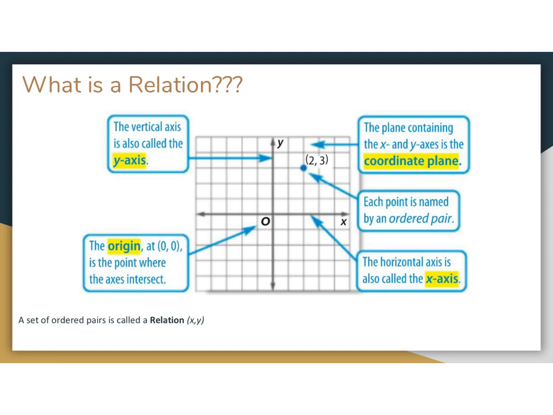But this point here is 2, 3, meaning on the horizontal axis, which is also called the x-axis, it goes over 2 points, so 1, 2. And then on the vertical axis, which is also called the y-axis, we go up 3, 1, 2, 3. And so this point is 2, 3.